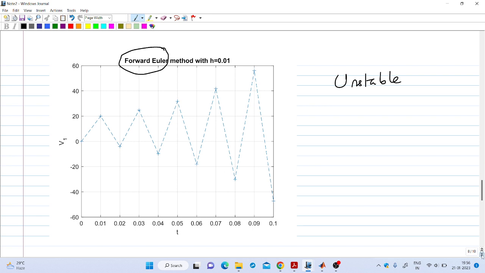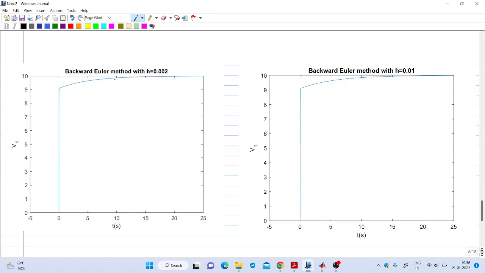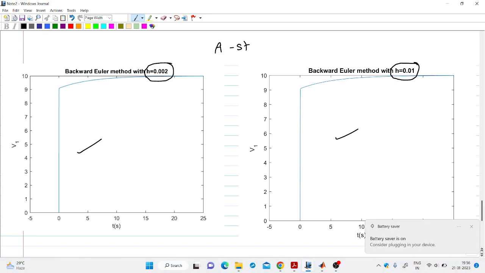Let us evaluate the performance using the backward Euler method. If you check the backward Euler method with h equal to 0.002 or h equal to 0.01, in both cases you will get the expected result. The method is stable since this is an A-stable method. The backward Euler method is an A-stable method. That is why even if you increase the step size, the method is still stable, whereas the forward Euler method becomes unstable with the larger step size.